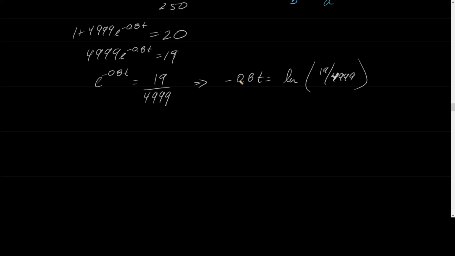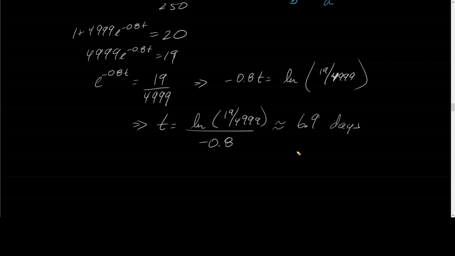Divide both sides by negative 0.8. So I end up with t is equal to ln of 19 over 4,999, over negative 0.8. Plugging that into the calculator, that will be approximately 6.9 days. So essentially a week.